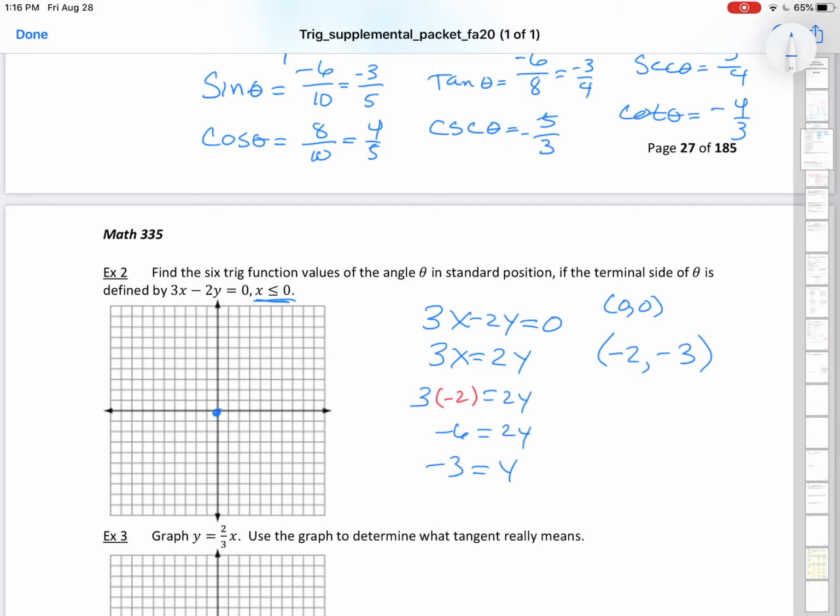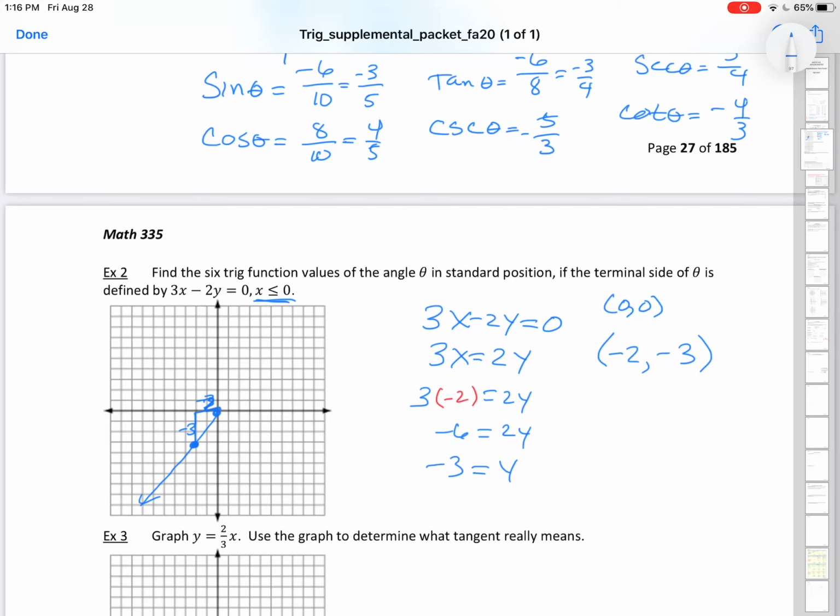Okay, so let's go plot that. Negative 2, negative 3, right here. And this is the terminal side of that. Now remember, I can use any point I want, so I might as well use this one. I might as well use the negative 2, negative 3 value in there.